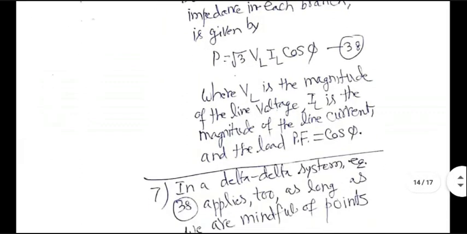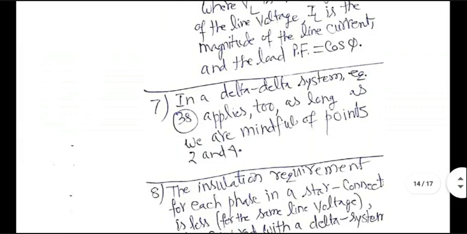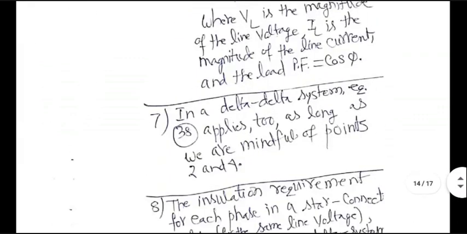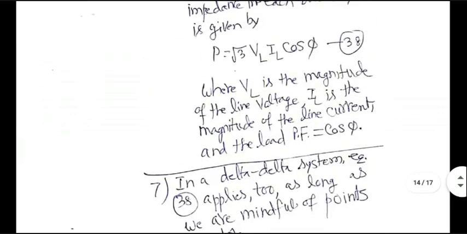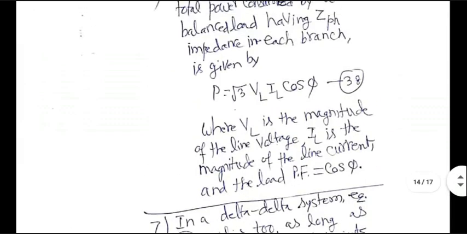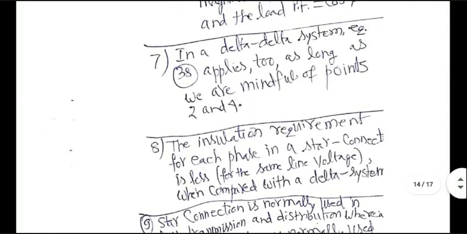This is in terms of line voltages and line currents. That's why this square root of 3 has come in. In a delta connection also, this same formula will be shown to be valid. In terms of line voltages and line currents, the total power consumed in a balanced system has the same formula, whether you are dealing with delta-delta or star-star system.